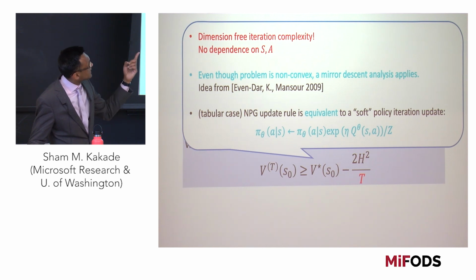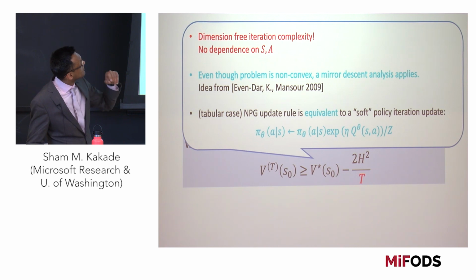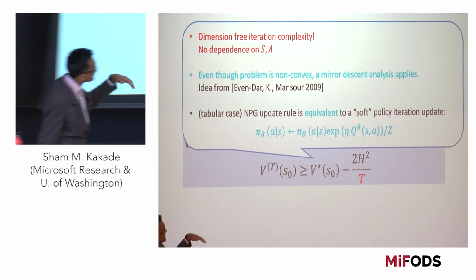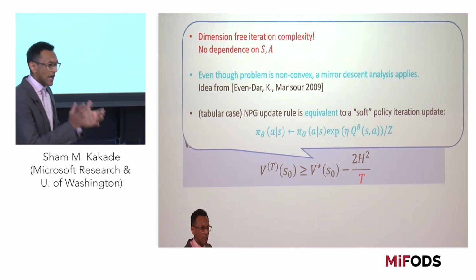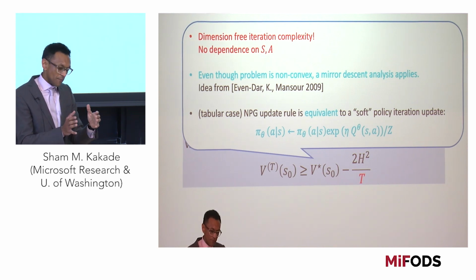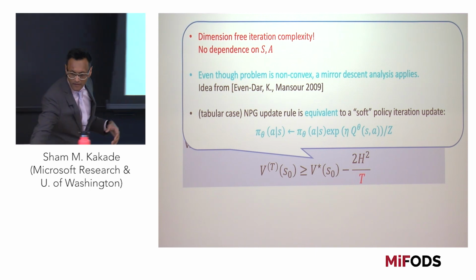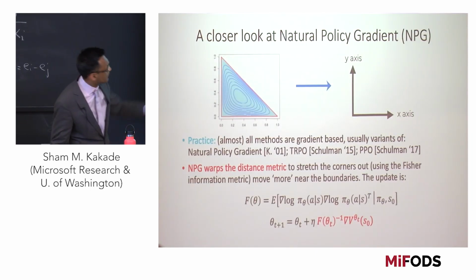It's actually related to some connections to an older paper with Yishay Mansour and Ayal Avendar, where there's somehow a connection between this algorithm and a notion of mirror descent. I'll leave this more as an open question, but for this tabular case, let's go back to this update rule.